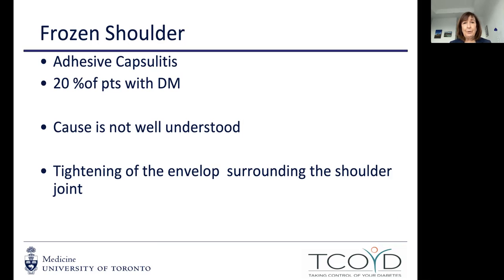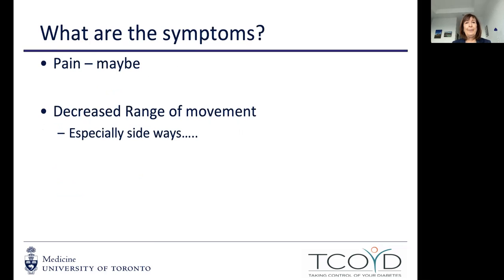And this can occur in upwards of 20% of people with diabetes. It does occur in the normal population, but not as frequently. And we really don't know what the cause is. It's perceived or thought to be that something seems to injure the area and causes tightening of this envelope that surrounds the shoulder joint. And so with that, people may or may not get pain, but the big issue that really interferes with normal activities is there's decreased range of movement. And it tends to be for many of the ranges, but particularly going sideways.